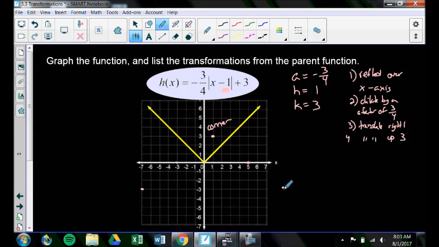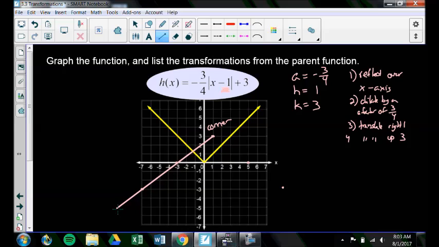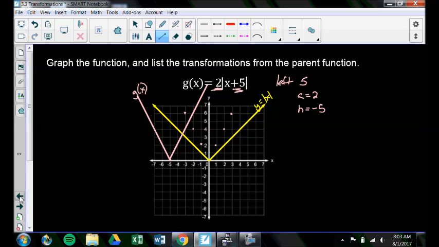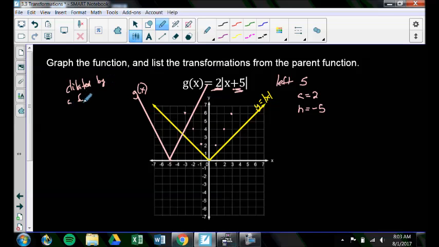About there, probably gonna be a little bit off. That is my new absolute value function, translation from the parent function. Back here, I didn't really list out the changes. It was a dilation by a factor of 2, and a translation left 5.